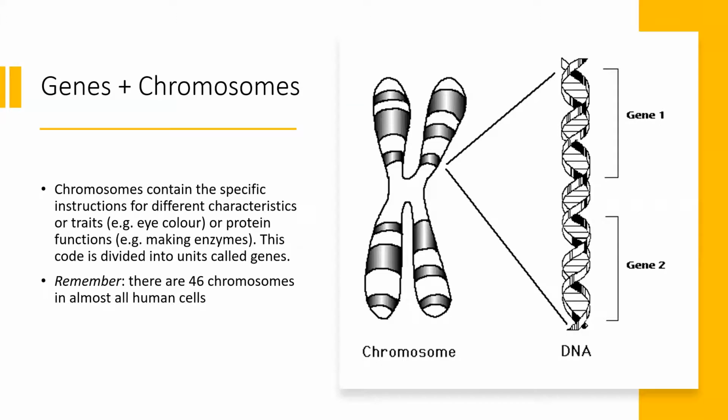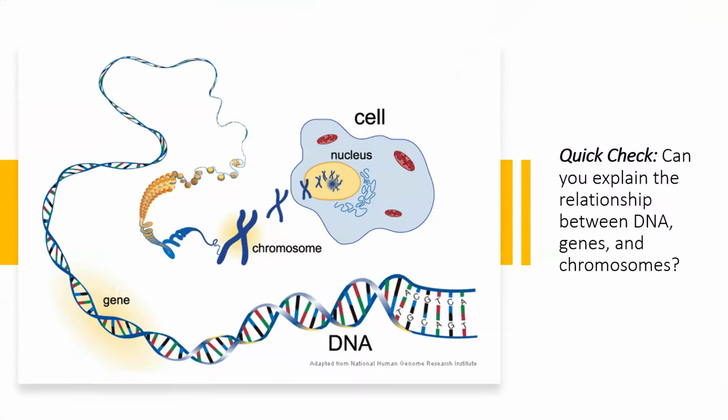Remember, there are 46 chromosomes in almost all human cells. We've already spoken about the exceptions to this. So there are 46 different chromosomes in almost all human cells. Each of these chromosomes contains many, many genes. Alrighty, so at this point, can you explain the relationship between our DNA, our chromosomes, and our genes? Think about it. Can you explain that relationship?